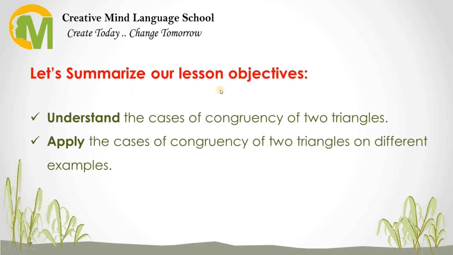At the end, let's summarize our lesson objectives. Today, we understand the cases of congruency of two triangles. These are four cases: SAS, ASA, triple S, and the fourth case is related to the right-angled triangle, RHS. And also today we apply the cases of congruency of two triangles on different examples.